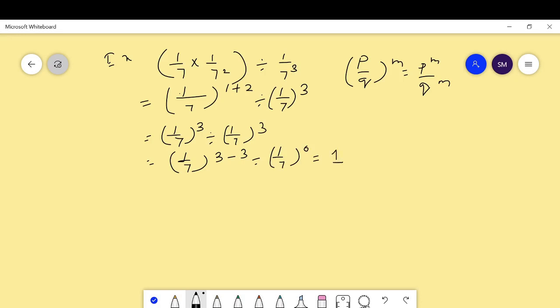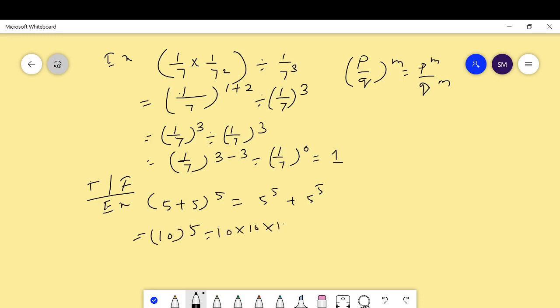Okay. Then here, this question is asked: either this is true or false. The question is 5 plus 5 to the power 5 is equal to 5 to the power 5 plus 5 to the power 5. Is this true or false? 5 plus 5 to the power 5 means 10 to the power 5, which is equal to 10 into 10 into 10 into 10 into 10.